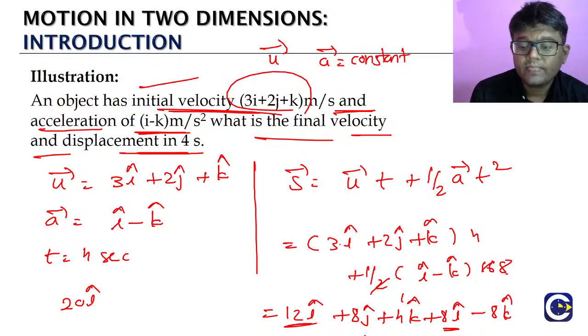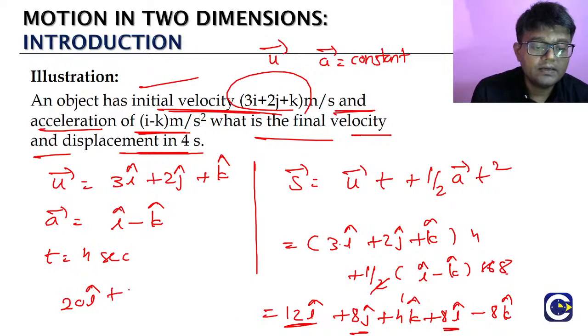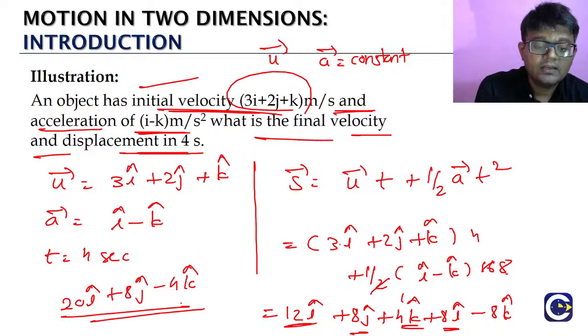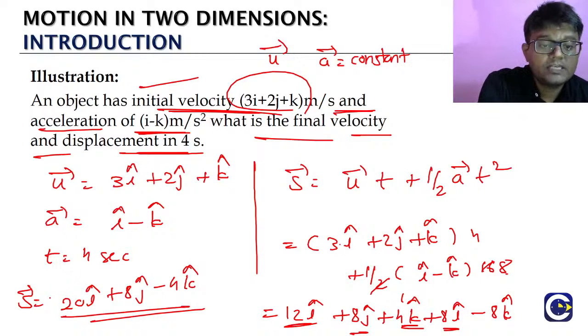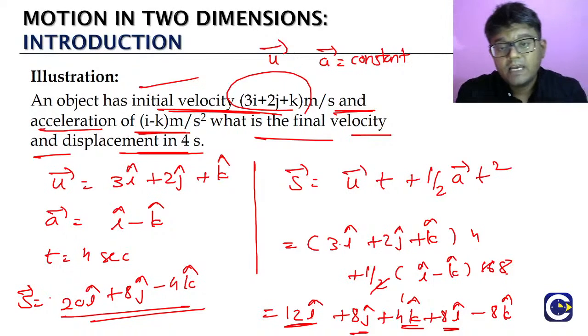Now 12i, 8i, what is it? 20i. Okay. This is 8j only. Plus 8j, 4k minus 8k, what is it? Minus 4k. Clear? So this is our displacement vector. So we got the final velocity vector as well as the displacement vector.